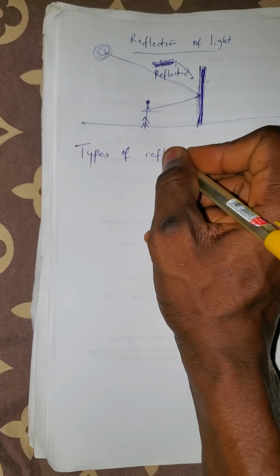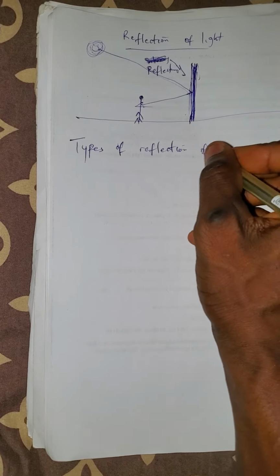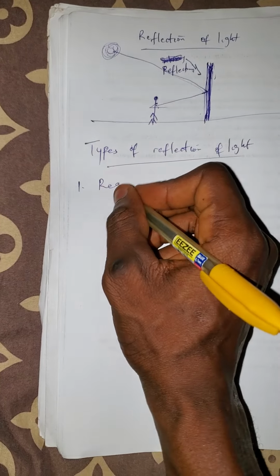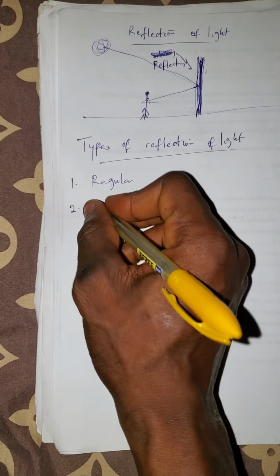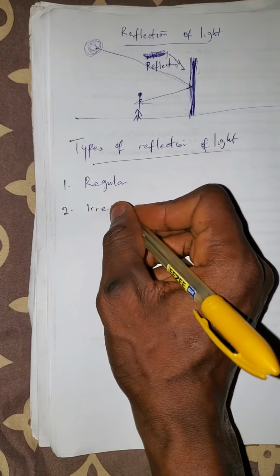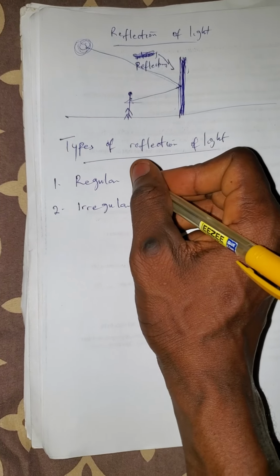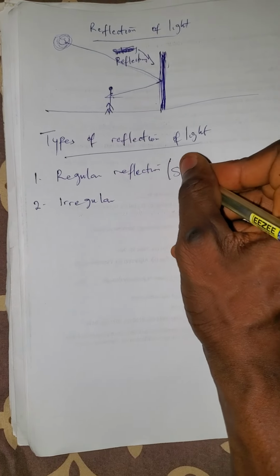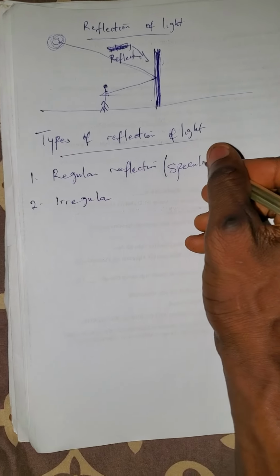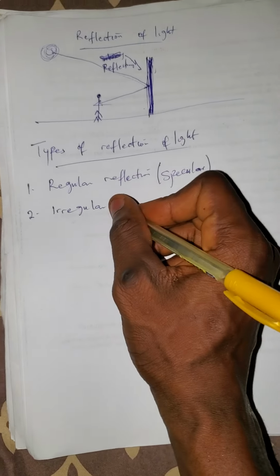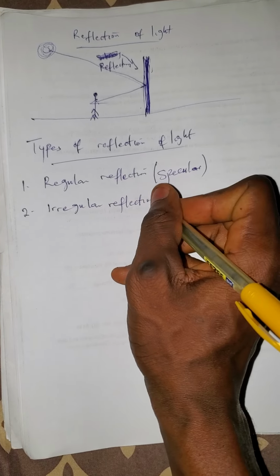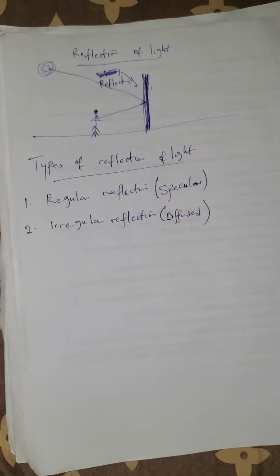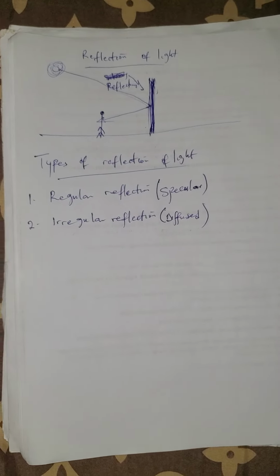Now, under this reflection, we have types of reflection of light. I'll be talking about the two types. Number one, the regular reflection, and number two, the irregular reflection. Regular reflection can also be known as specular reflection, whereas irregular reflection can also be known as diffuse reflection.